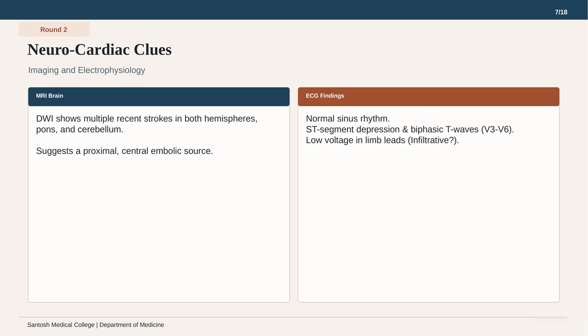Now, direct your attention to the brown box on the right, detailing the electrocardiogram findings. While the patient is in normal sinus rhythm, there is ST segment depression and biphasic T waves in leads V3 through V6. Crucially, there is also low voltage in the limb leads, which raises the suspicion of an infiltrative process in the myocardium. We must now synthesize these new neurocardiac clues to locate the exact origin of the problem.